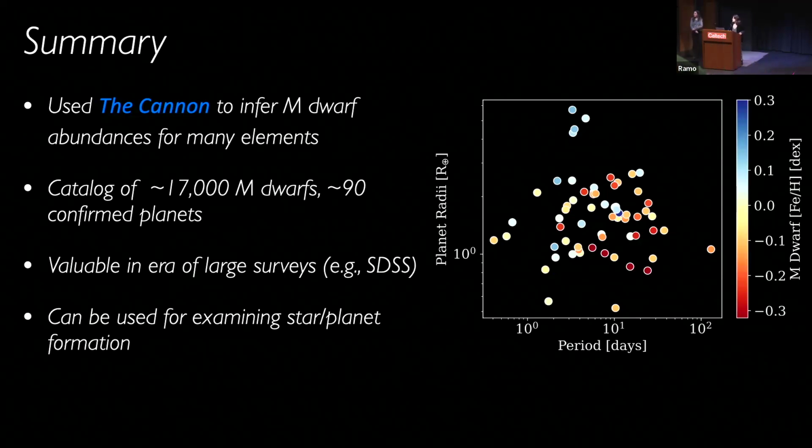Does this work include any rare earth elements? No, it's just the ones I showed. So it's carbon, oxygen, nitrogen, a bunch of refractories. I think it's 11 altogether.